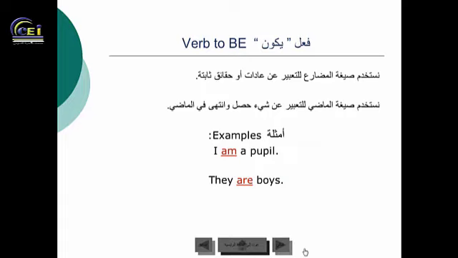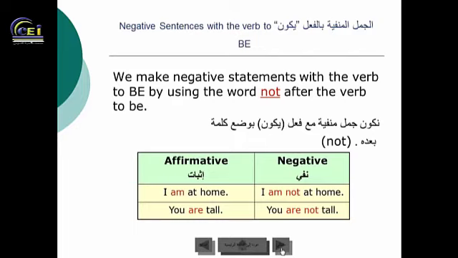The examples: I am, but they are. I am Papa, they are boys. The sentence from subject pronouns and verb to be: I am, they are. I am at home. The negative: I am not at home. We put not after am, is, and are in the present, but we put not after was or were in the past.